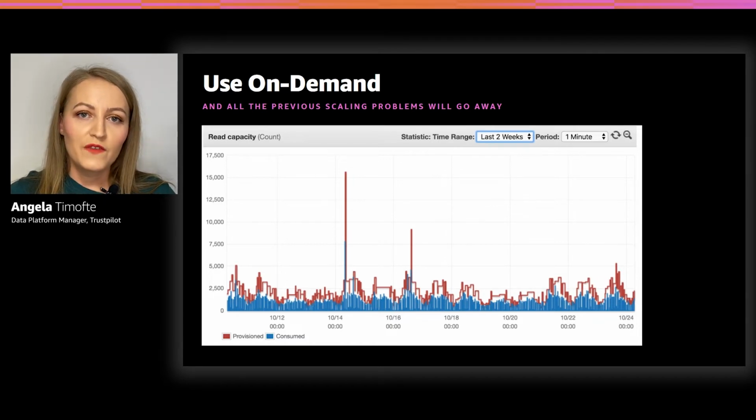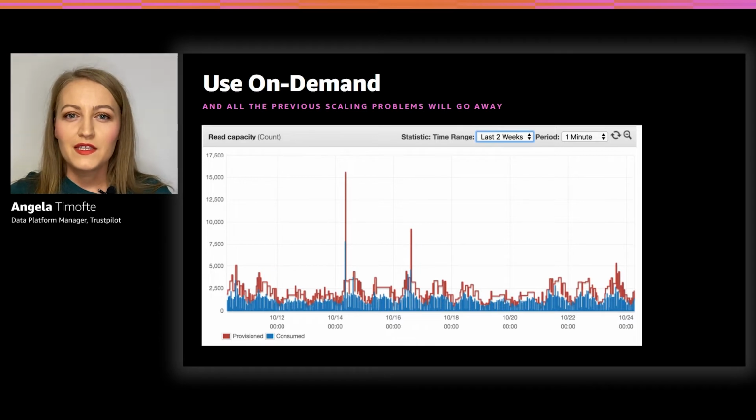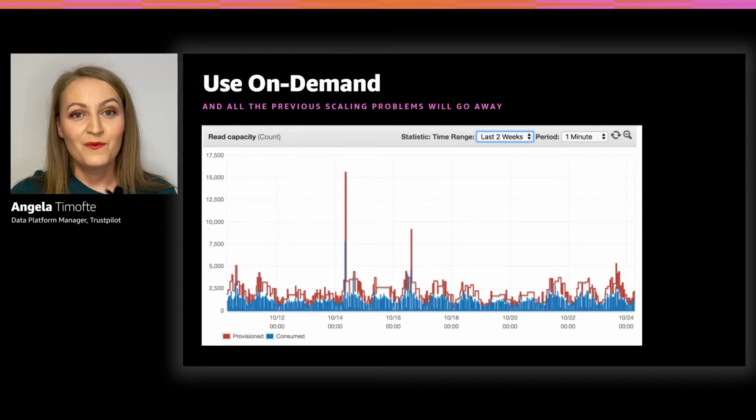But after we noticed so many cases like the ones I mentioned previously, we decided to run a test. And guess what? The opposite was the reality. And since then, by default at Trustpilot, we are creating DynamoDB tables with on-demand scaling.